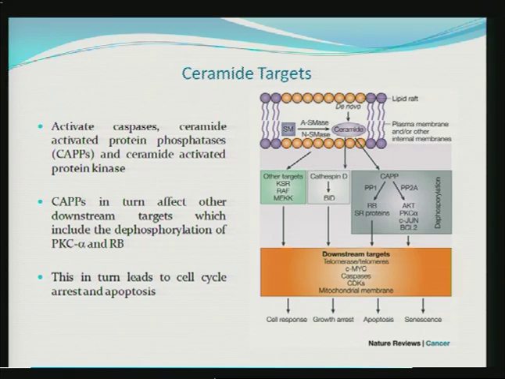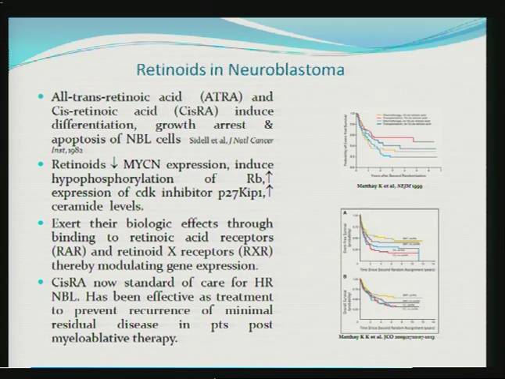Ceramide has many downstream targets, including NMYC and CMYC, and it's thought to act in many ways through activation of ceramide-activated protein phosphatases, particularly protein phosphatase 1 and protein phosphatase 2A. Dr. Thiel spoke about retinoids, and one thing that got me interested in sphingolipids was retinoids. We know the work from Dr. Matthay and Dr. Reynolds showing that the addition of retinoic acid improves survival for high-risk patients, and now treatment with retinoic acid, cis-RA, after transplant has become the standard of care.